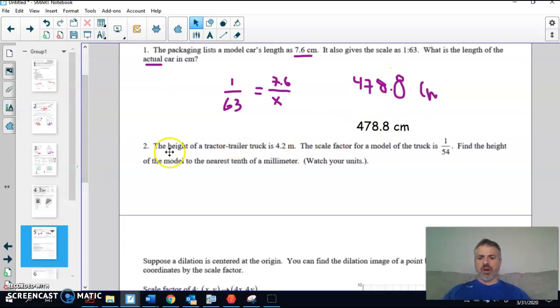In any event, here's another problem. The height of a tractor trailer is 4.2 meters. The scale is now 1 to 54. Find the height of the model. So now I've got to go in the other direction. I have the actual length, and I need to find the model length. So I use my scale factor of 1 to 54.